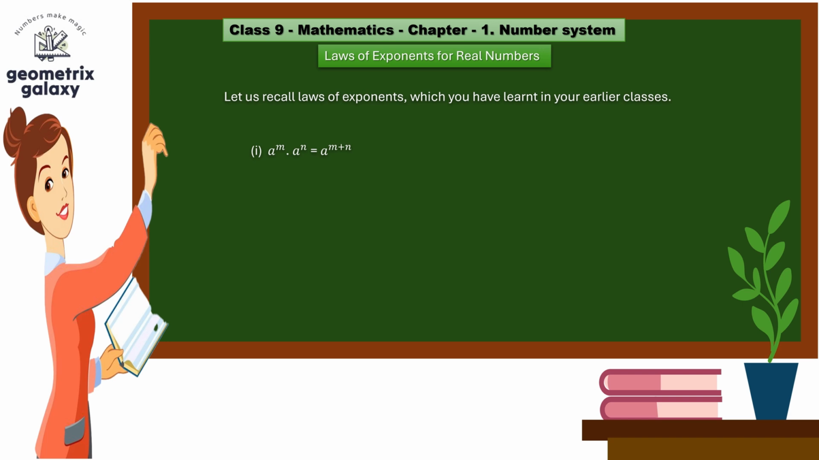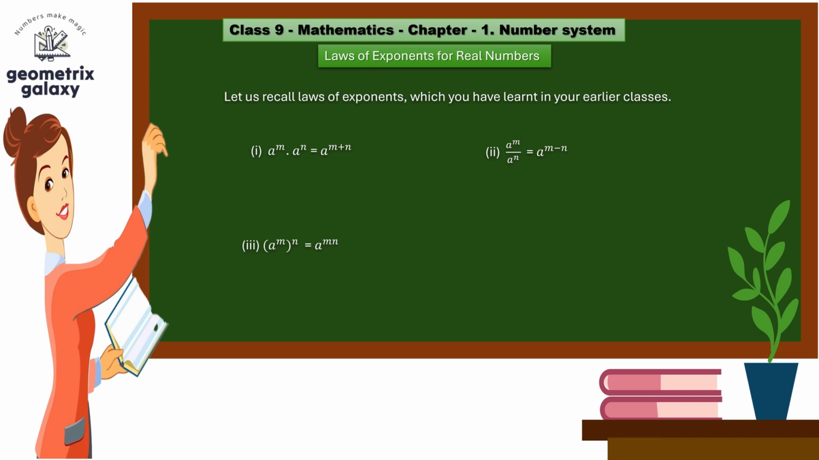Second law is a power m divided by a power n is equal to a power m minus n. So here the base is same, the powers are different, the operation is division. Therefore, we need to put the same base and we have to subtract the powers. The third law is a power m to the whole power n, which is equal to a power m into n. Now power of power means we have to multiply the powers. So we get a to the power m into n.